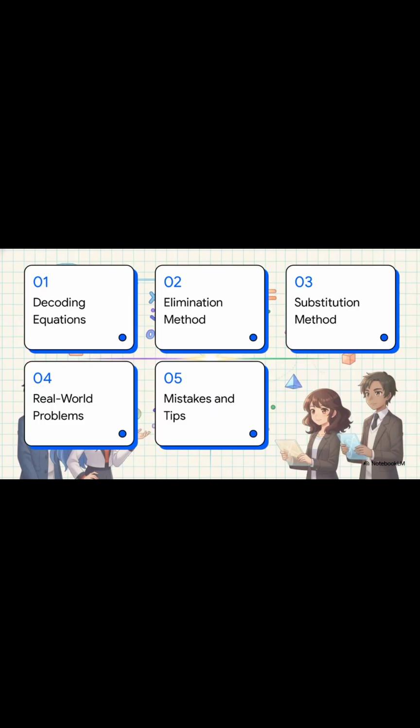So here is our roadmap for today. Think of these as levels we're going to beat. Level 1, decoding simultaneous equations. Level 2, the elimination method. Level 3, the substitution method. Level 4, solving real-world problems. And finally, Level 5, common mistakes and tips to keep you sharp for your exams.